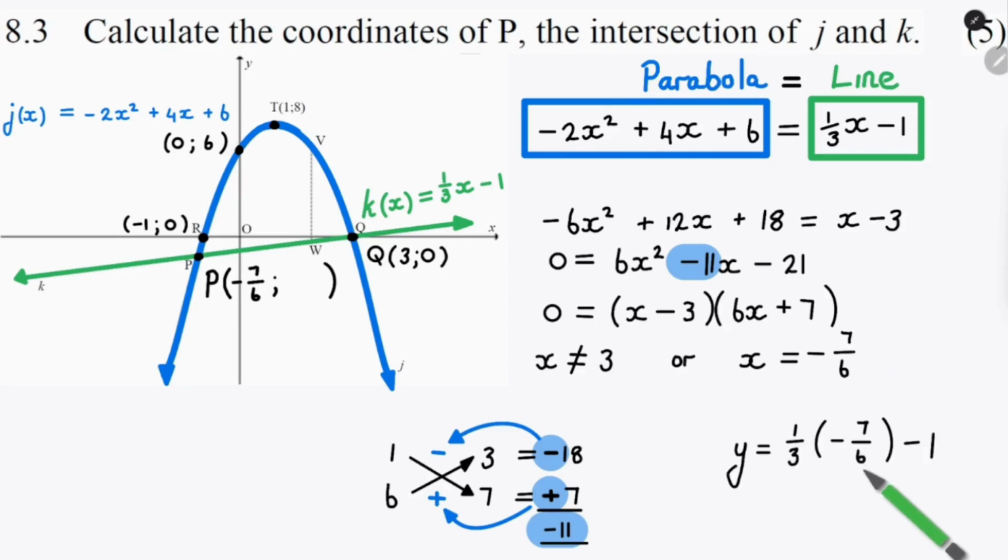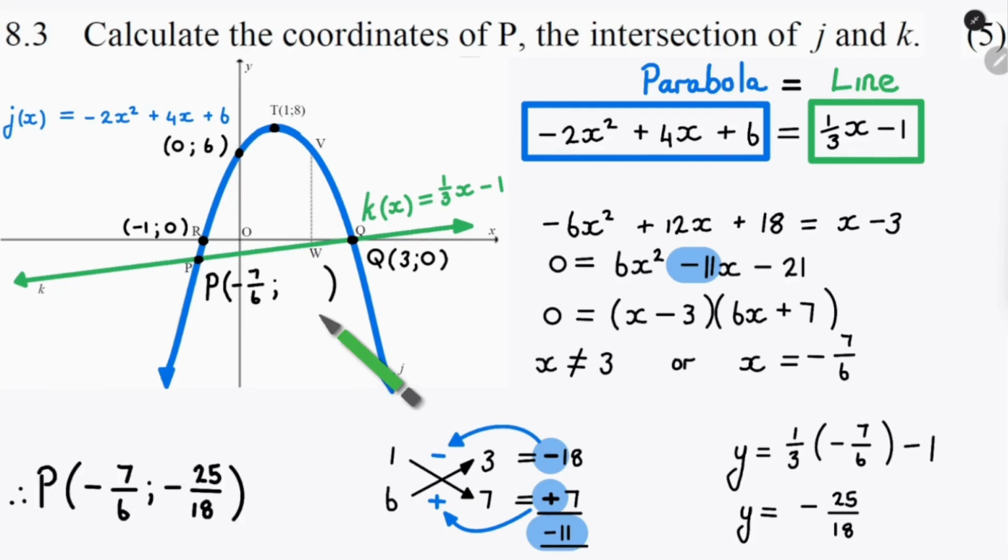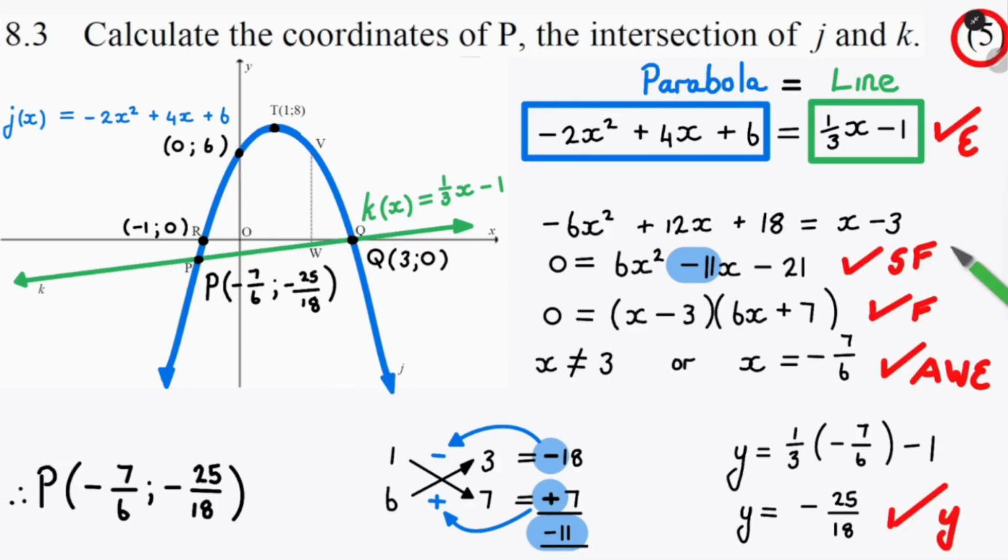So I just replace x with my x value here. We're going to chuck that in the calculator, and we get minus 25 over 18. And now we have the coordinates of P to be minus 7 over 6 and minus 25 over 18. And your 5 marks will be earned from equating the two graphs, standard form, factors, answers with the exclusion, as well as the correct y value.